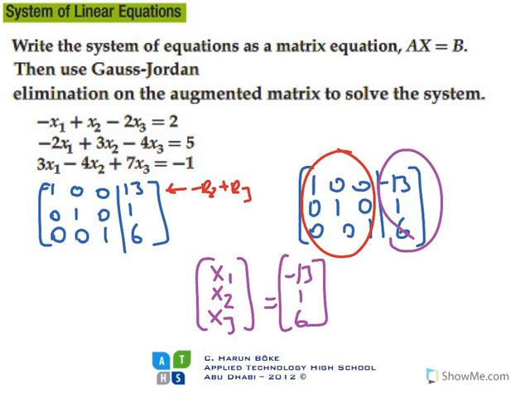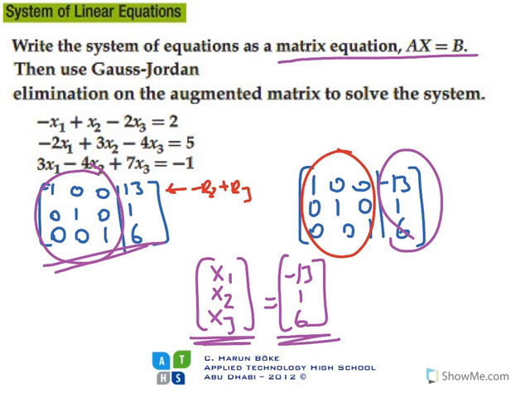So what we do is first we write a matrix equation and then we write our augmented matrix and try to get the identity matrix in the coefficient matrix part, and then we write the unknown matrix being equal to the result matrix.